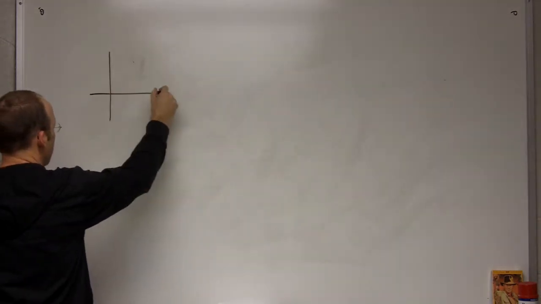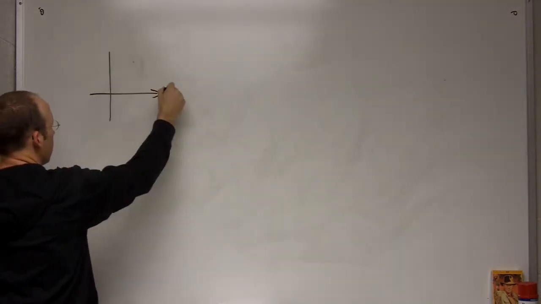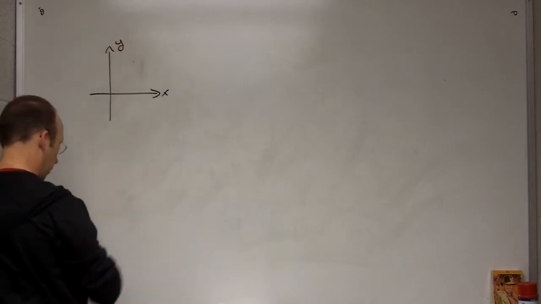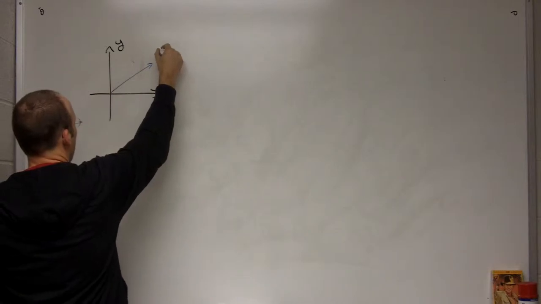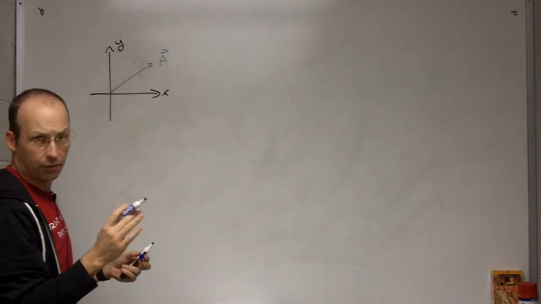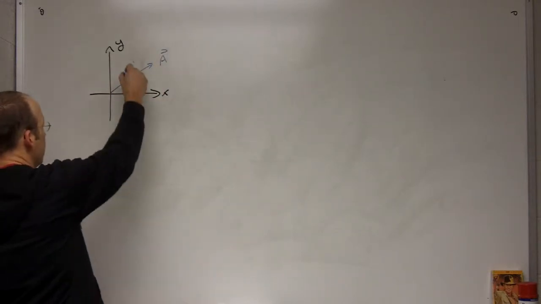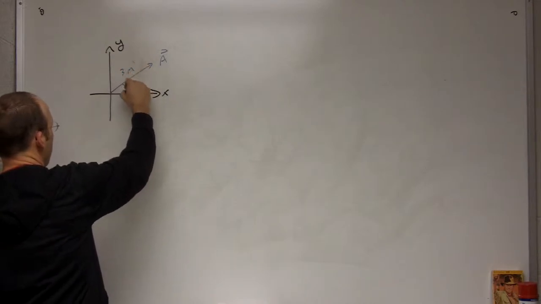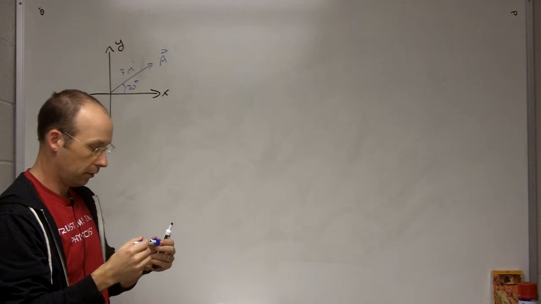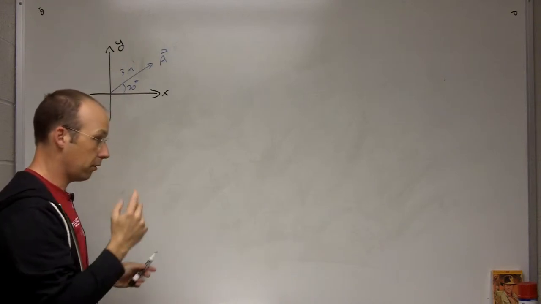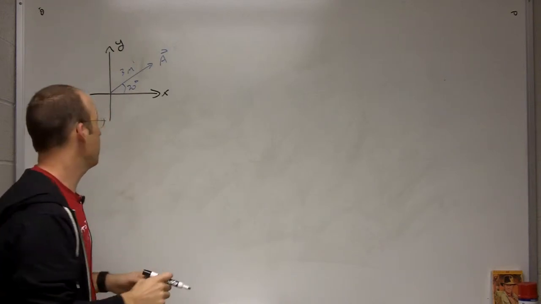So here's my, let's say, x and y axis. And here I have a vector A. It's a distance, I'm just going to say, and let's say this is 3 meters, and that's 20 degrees. I'm just making up stuff here. Okay. How would we represent that vector in component notation?